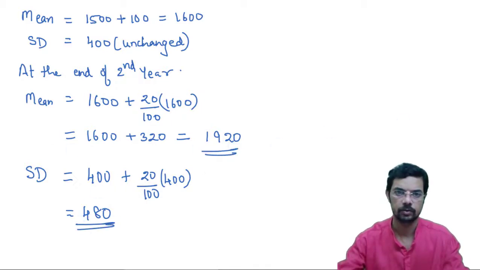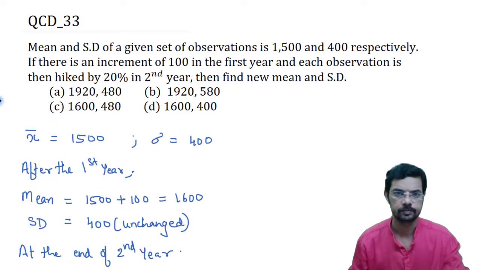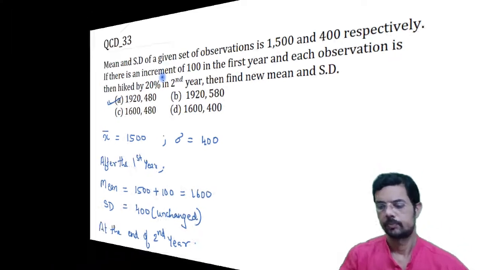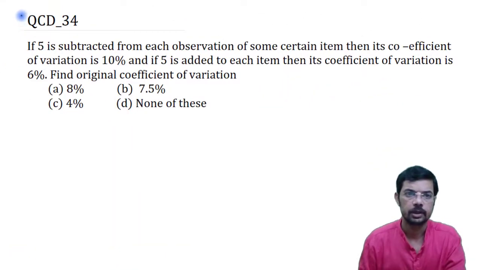So which are the answers? 480 and 1920. Option A is the correct answer. Option A, the new mean will be 1920 and the new standard deviation would be 480. Now let us move on to question number 34.